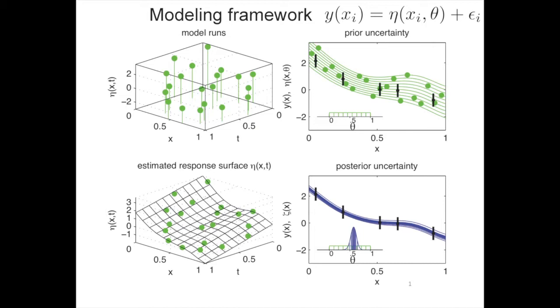So one strategy for dealing with this problem is to say, well, all right, the computational model is very demanding, so I can't run that a whole bunch of times. So what I could do is run the computational model at a number of input settings.